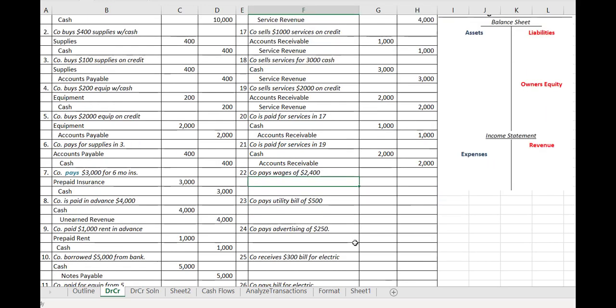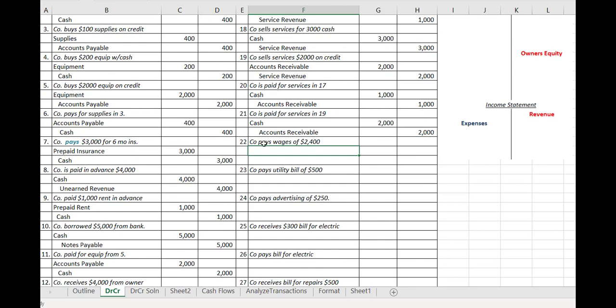Okay, now we've got a few. Now let's look at how the expenses will go. The company paid wages of $2,400. So we know the cash is going down. Expenses are debited to increase them. So I'm going to debit wage expense and credit cash.